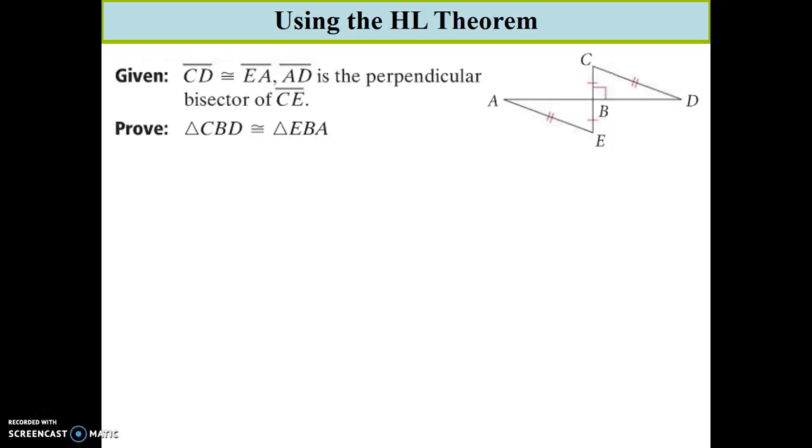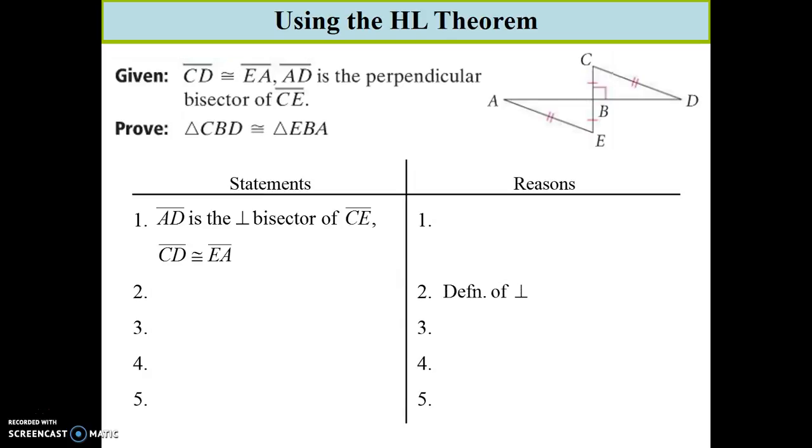Alright, so here's one of those proof things that we do. We're given that CD is congruent with EA, right here. So that's good. We have the hypotenuse or leg. It's across from the right angle, so that's a hypotenuse. And then AD is the perpendicular bisector of CE. That word perpendicular bisector is going to give you 2 pieces of information. Bisector of CE means that CB will be congruent with EB. And you could see that by the 1 tick mark there.